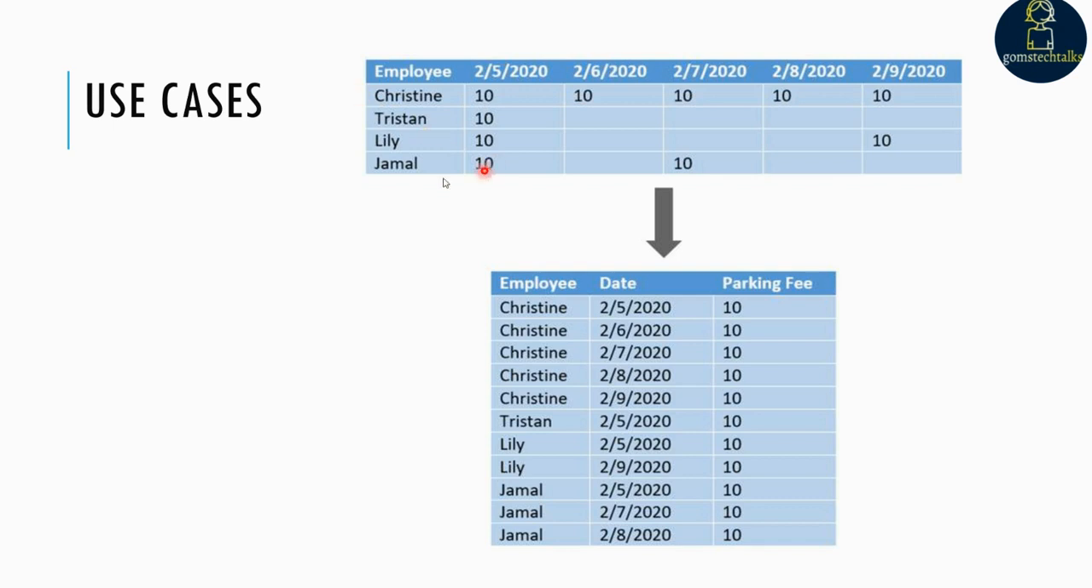This is another example. We have employee and the date-wise parking fee. Here we can see some blank spaces, which is very odd to analyze the data. If the same data is converted into another type of table, which is a taller table using pivot, it is very easy to understand.